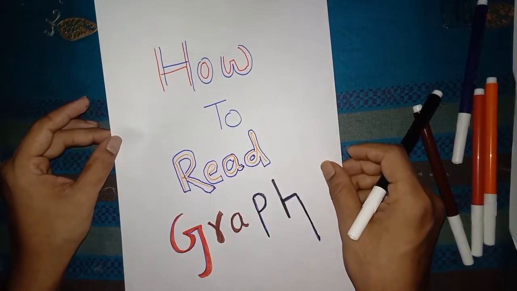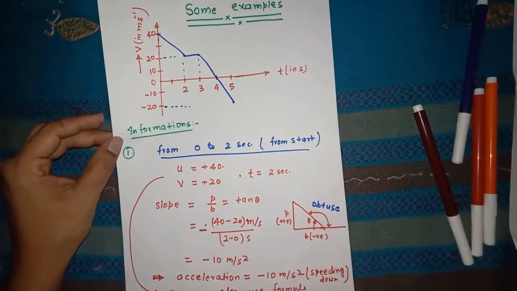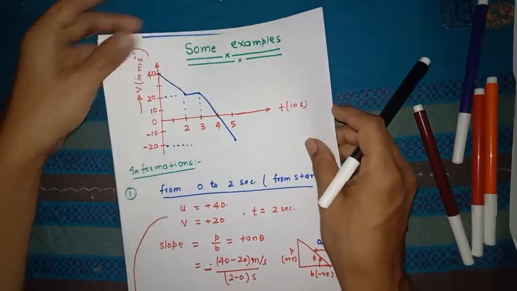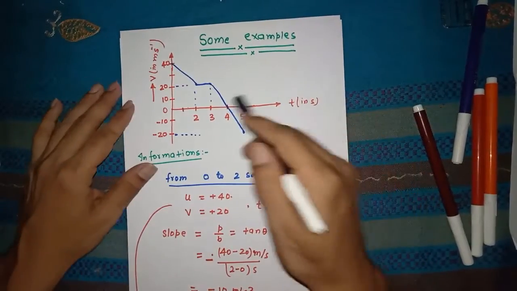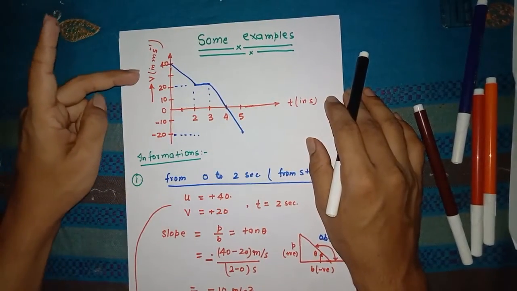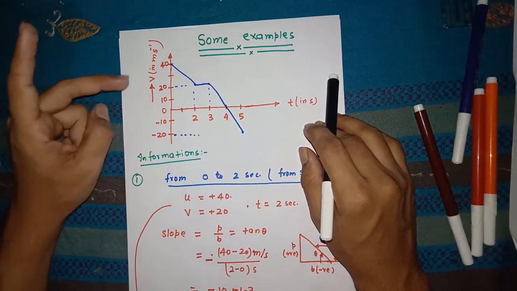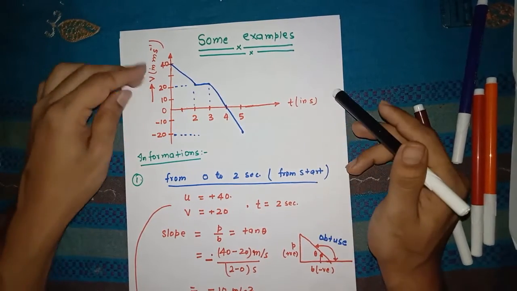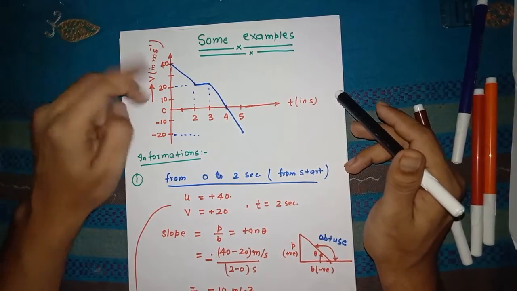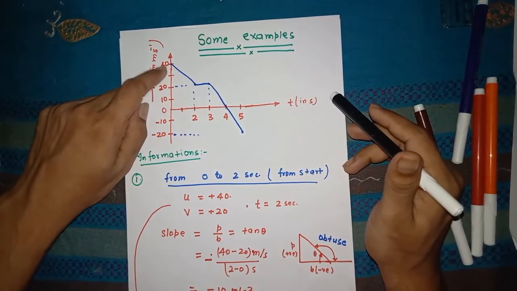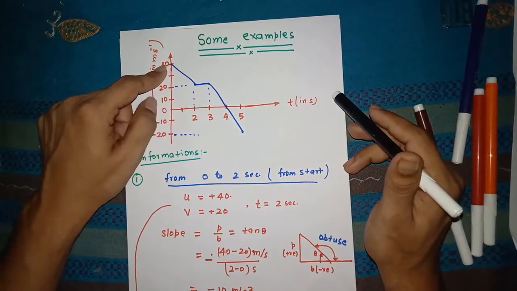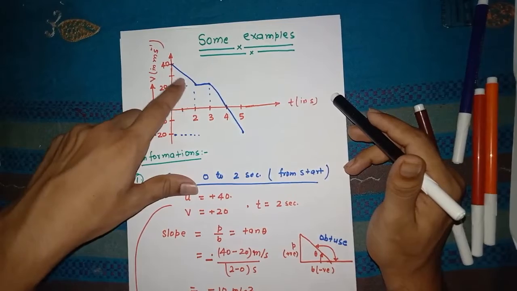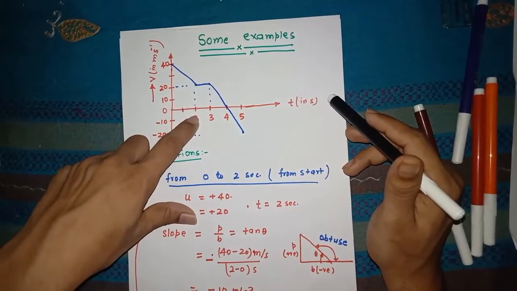Here I give you some information about a graph. Here it is a v-t graph, and v is in meter per second and time in second. The graph is like this: it goes from 40 when t is equal to 0, that means from the start its speed is 40, and then the graph goes down like this up to t equal to 2 seconds, and then it becomes parallel to the x-axis up to 3 seconds.